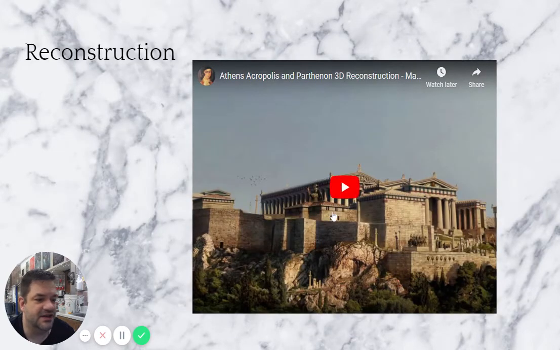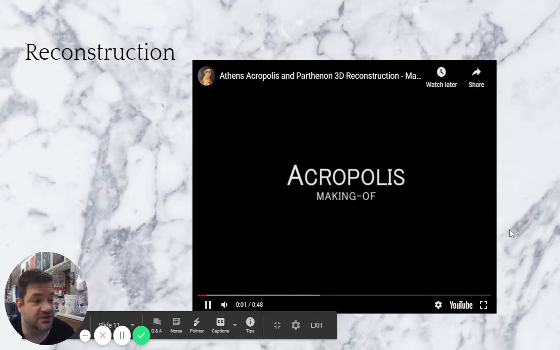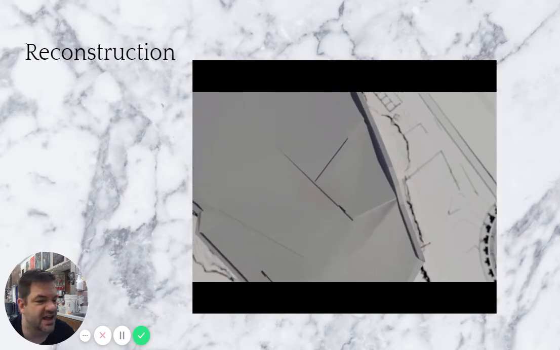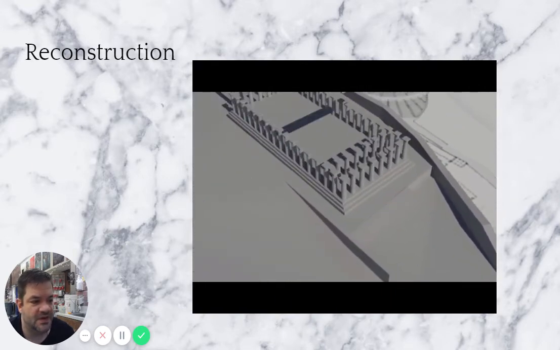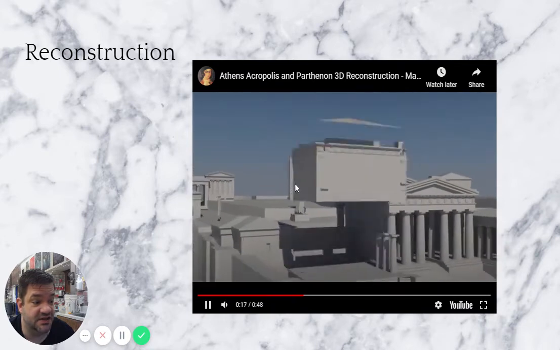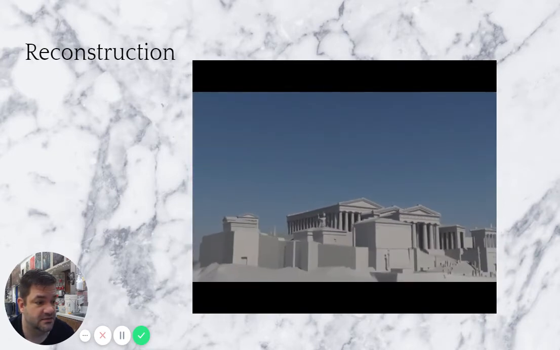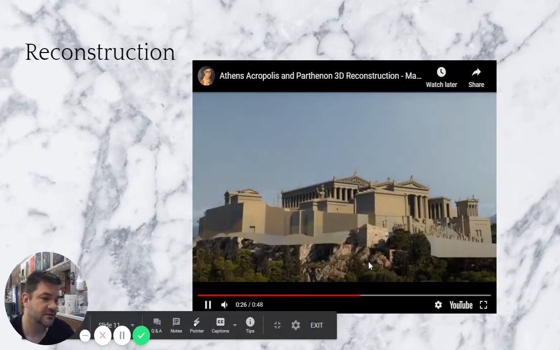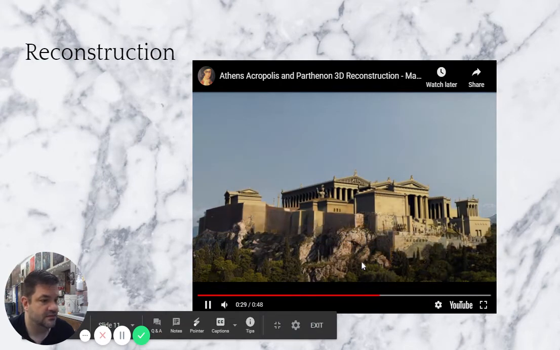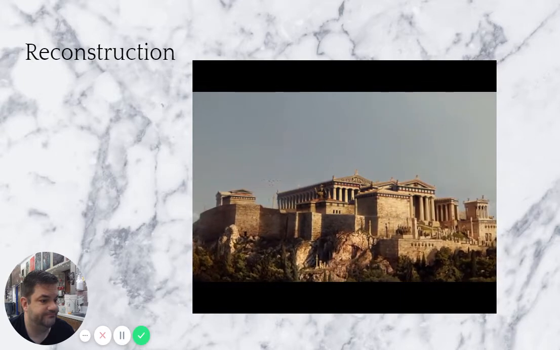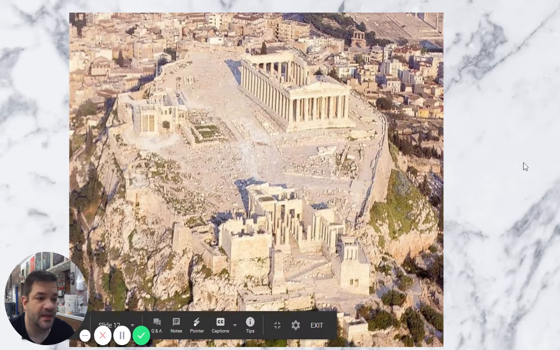So good. Okay, and here's another reconstruction showing us what the Acropolis would have looked like. And what it looks like today. So there's the Parthenon, a different statue of Athena. Propylaia, Athena Nike, Erechtheion. So that's what it looks like today.